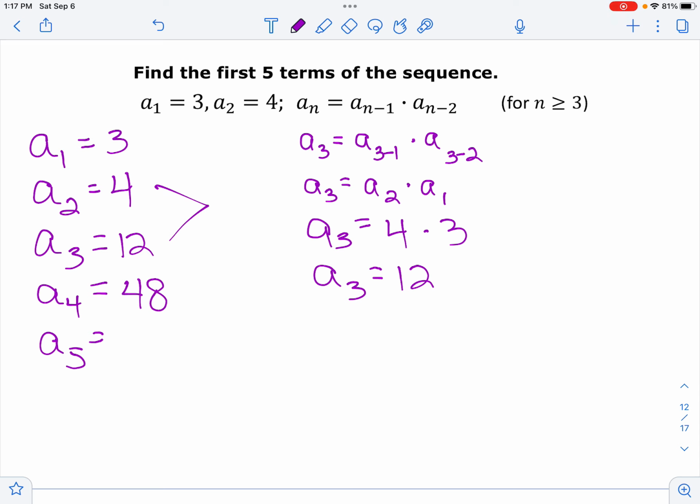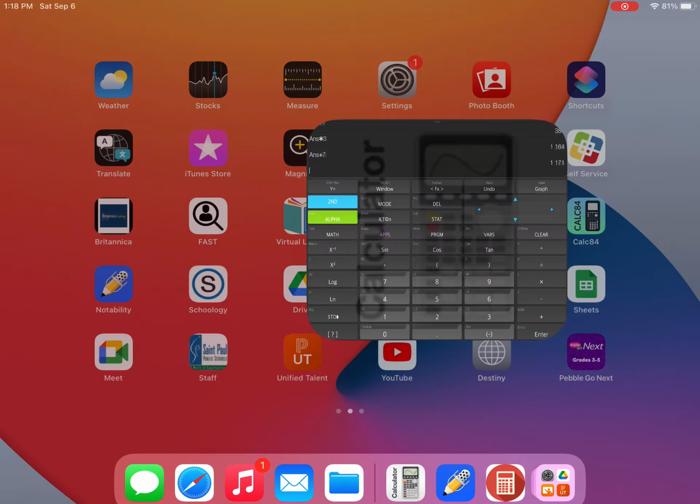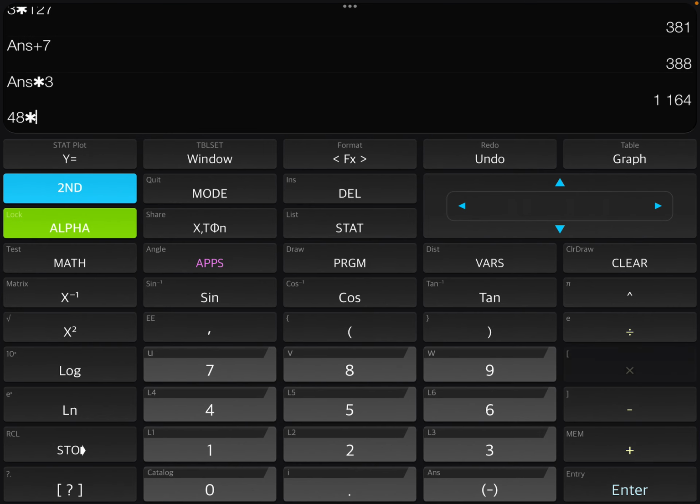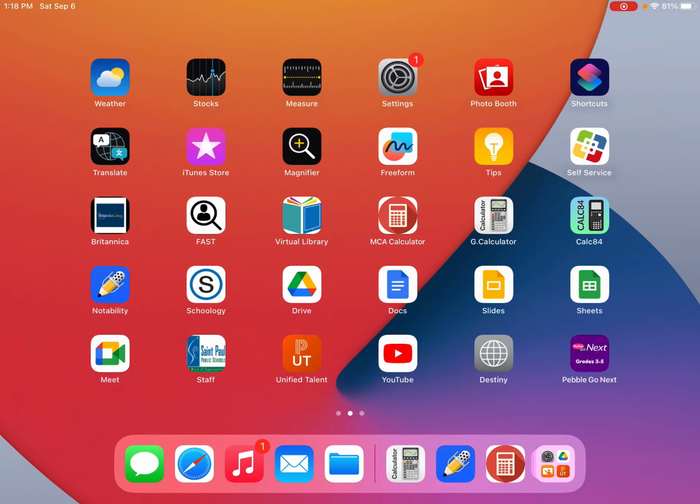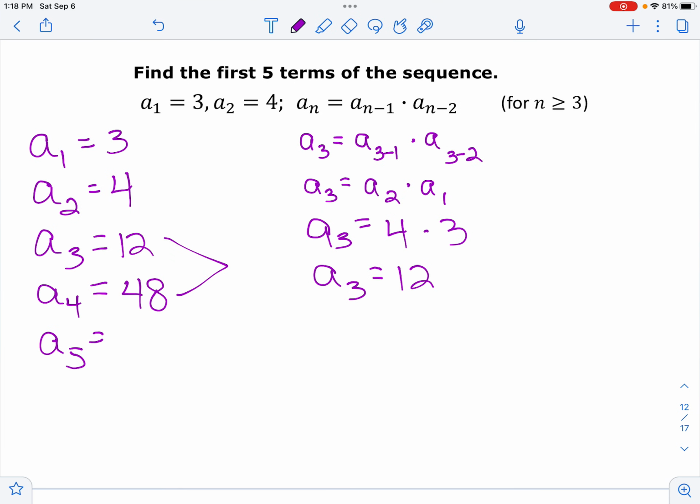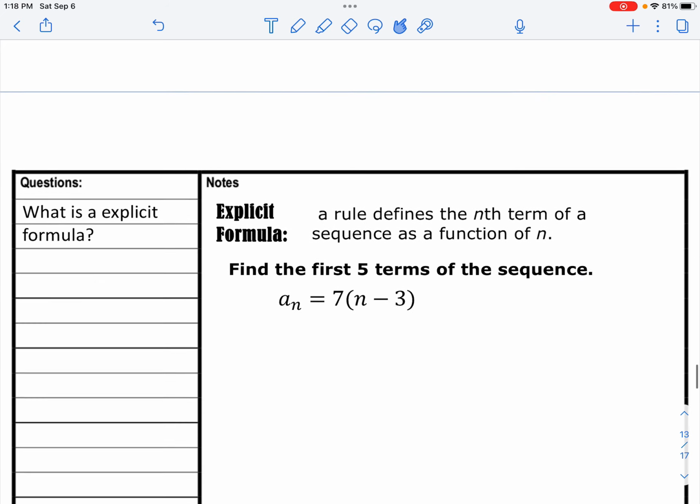Okay, cool. Now, if I want to know a sub 5, I just need to take a sub 4 and a sub 3 and multiply them. So 48 times 12, which, let's just type that in, 48 times 12, 576. So again, pretty easy to use once you just understand that pattern and how it works. The notation gets a little weird sometimes.